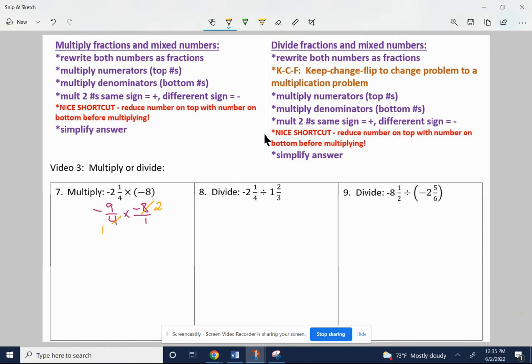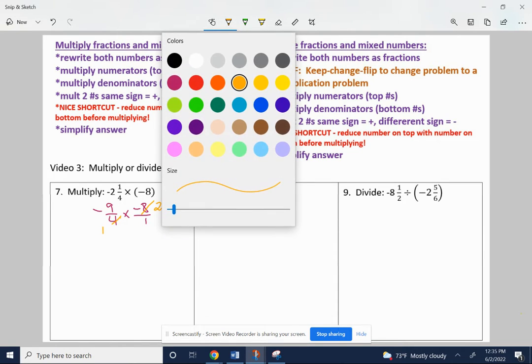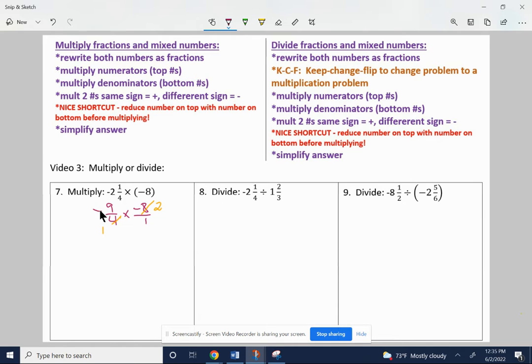Now I can multiply the tops, multiply the bottoms. When I multiply the tops, I have a -9 times a -2. A negative times a negative is a positive, so it's going to be a positive 18. When I multiply the bottoms, I have 1 times 1, which is 1. My final answer is 18 over 1, but 18 over 1 can be simplified to 18 because 18 divided by 1 is 18.